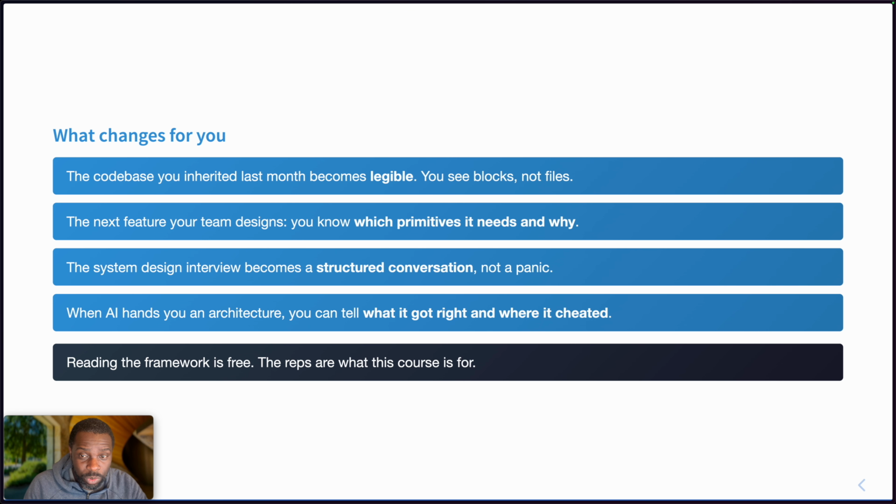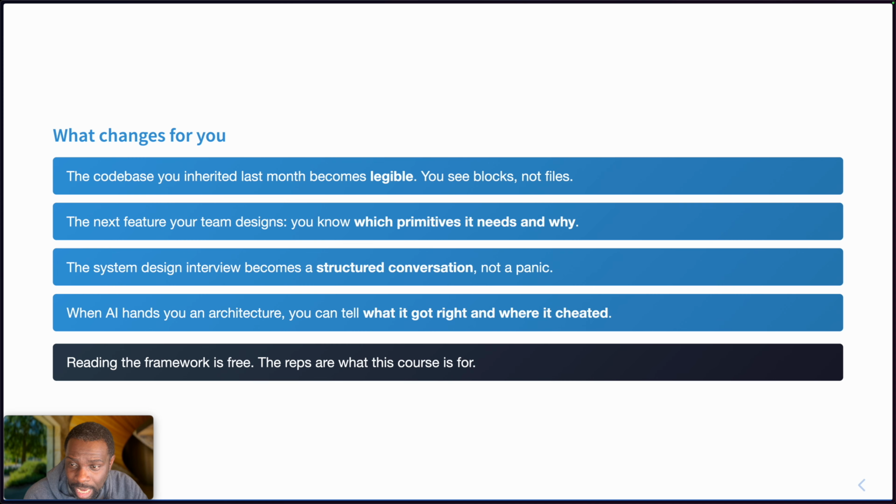After Course 1, four things change. The code base you inherited last month becomes legible. You see blocks, not files. For the next feature your team designs, you know which primitives it needs and why. The system design interview becomes a structured exercise, not panic. And when AI hands you an architecture, you can tell what it got right and where it cheated.